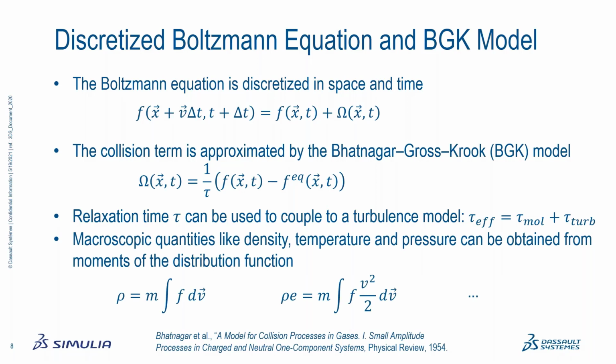Once we solve for the probability distribution function, we can extract macroscopic quantities that we are interested in, like density, temperature, and pressure, from the moments of the distribution function. I'm just showing two examples of how to obtain the density from the distribution function f, or how to obtain the kinetic energy from the distribution function f. And there are many other moments or integrals that can be used to calculate the different macroscopic quantities that an engineer is typically interested in.